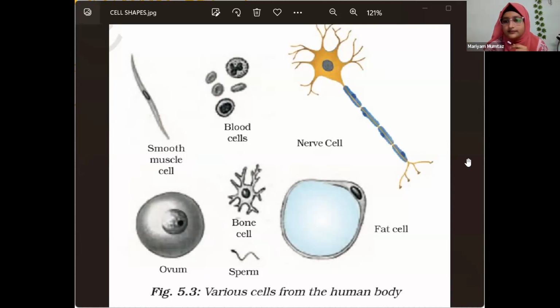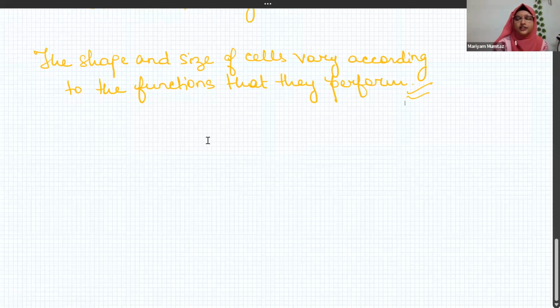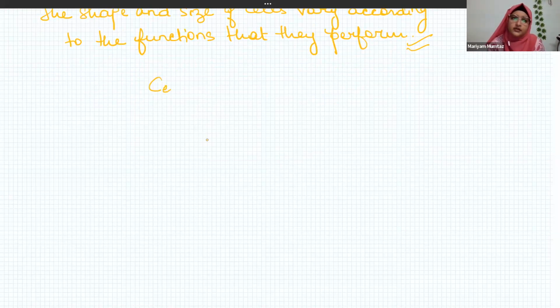Any doubts? No. Okay, now let's move on forward. We were talking about the shapes and sizes. Is this point clear to you? Yes, ma'am. No doubts now? No. Okay, very good. Now, let's talk about cell theory.